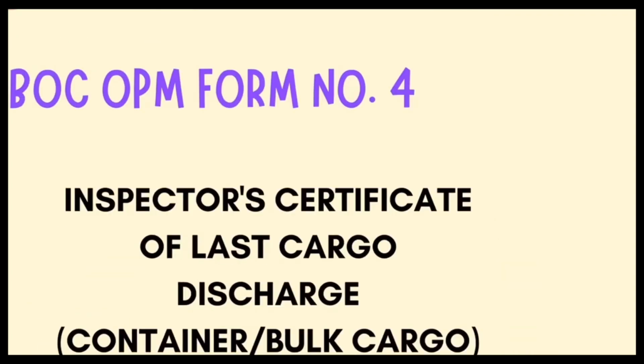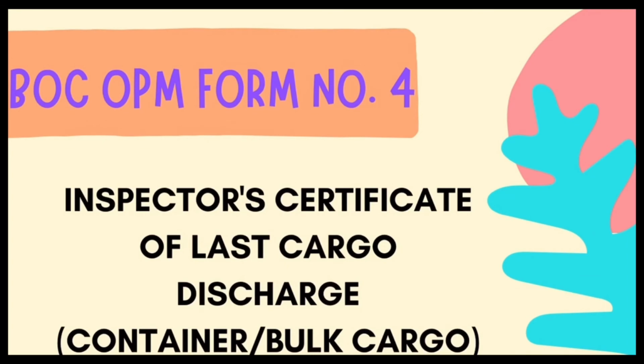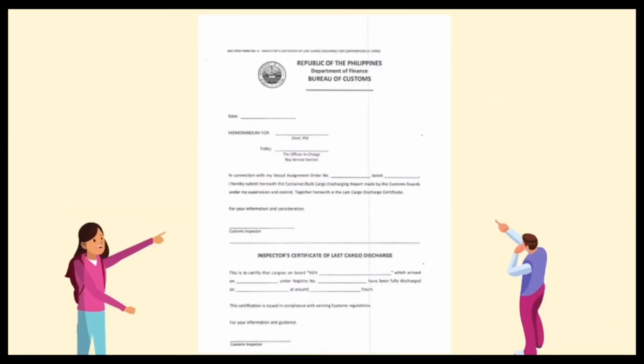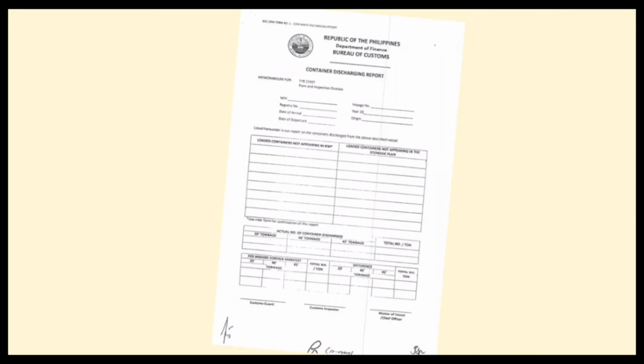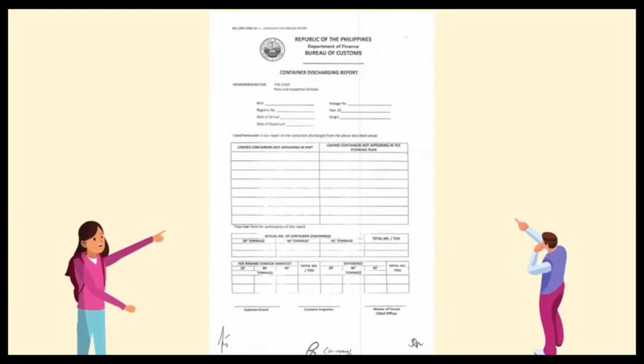BOCOPM Form Number 4. Inspector's certificate of last cargo discharge, either container or bulk cargo. This is an example of BOCOPM form number 4. BOCOPM form number 5. Container discharging report. This is an example of BOCOPM form number 5. It should be signed by Customs Guard, Customs Inspector and the Master of Vessel or Chief Officer.